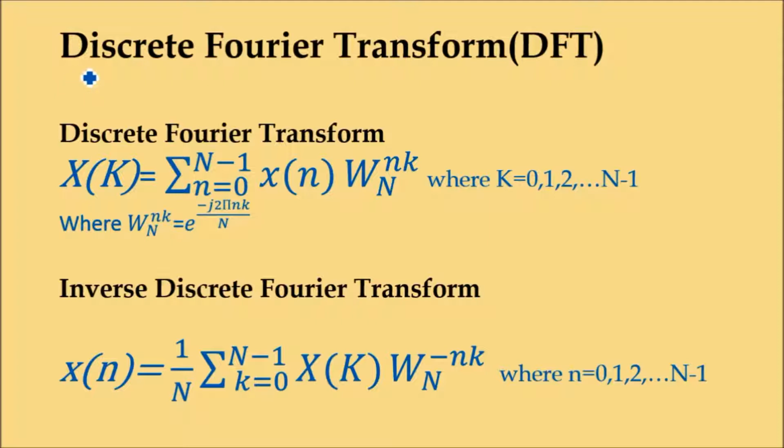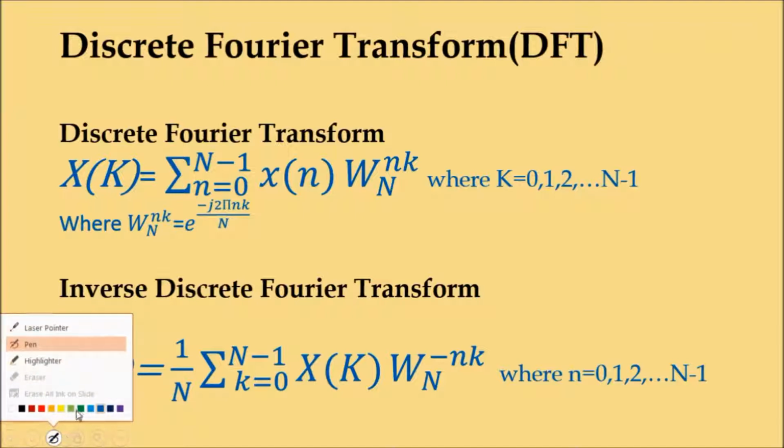can be calculated by using the equation X(k) equal to the summation, n starting from 0 to N minus 1, x(n) W_N raised to nk, divided by N, where k starts from 0, 1, 2 up to N minus 1, and where W_N raised to nk is e raised to minus j 2 pi nk divided by N. So this is the formula for calculation of the discrete Fourier transform, where x(n) is the input and the output will be X(k).